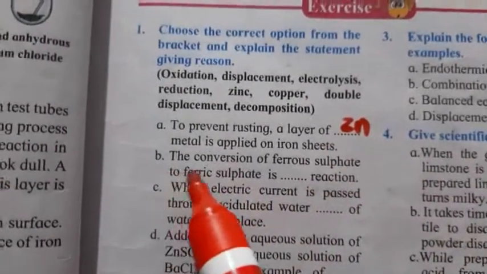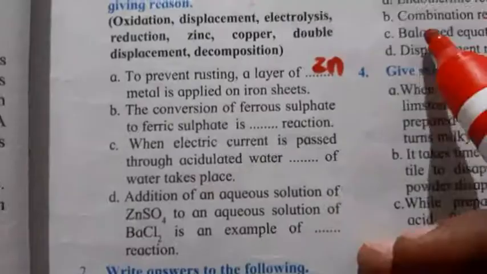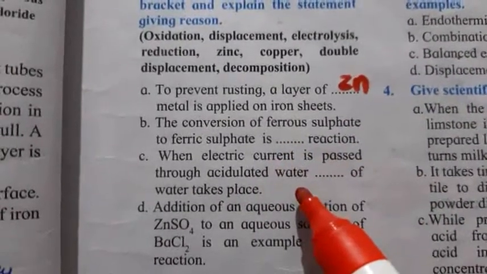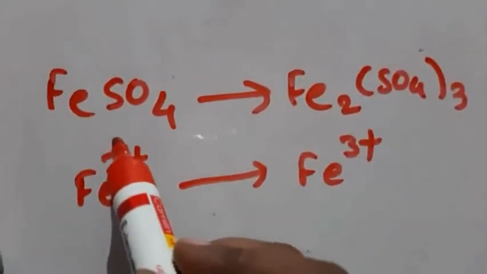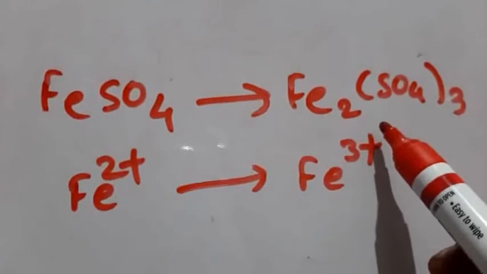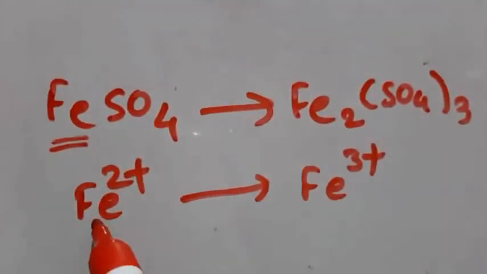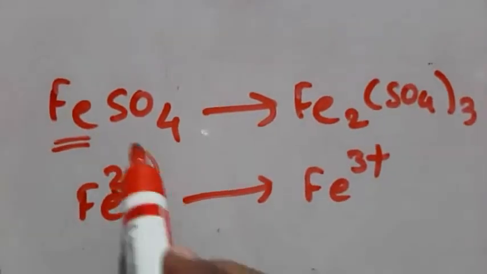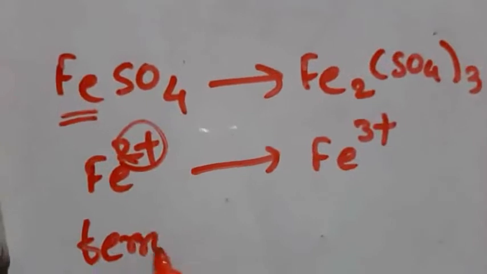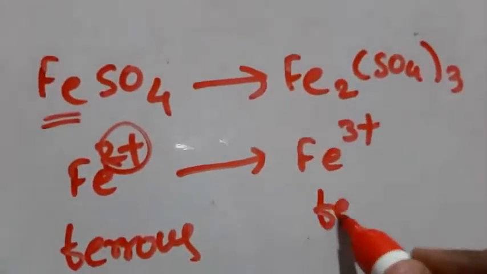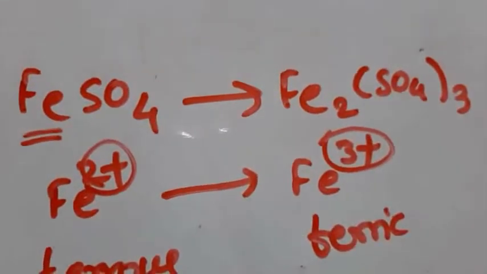Next is, conversion of ferrous sulfate to ferric sulfate is dash reaction. For that, see the reaction. Ferrous sulfate is converted into ferric sulfate. That is, here iron is having two positive charges. That is ferrous. And that is converted into ferric, which is having three positive charges.